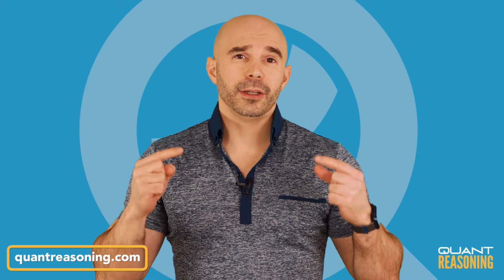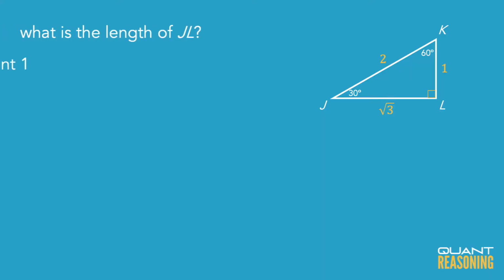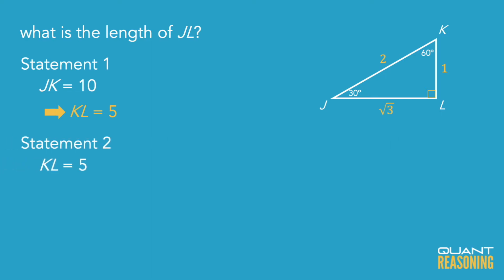Now, with that knowledge in mind, I want you to look at these two statements, and I want you to ask yourselves, if I know that the hypotenuse is 10, can I not then infer that the shortest side in this triangle is 5, half of 10? And vice versa. If I know statement 2, if I know the shortest side is 5, can't I infer on my own that the hypotenuse is 10?